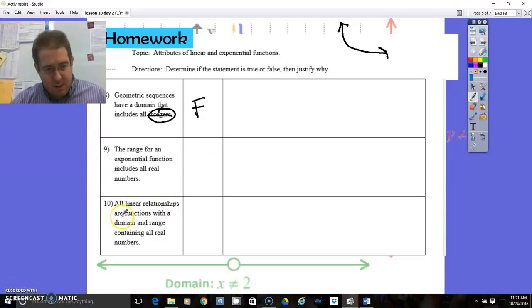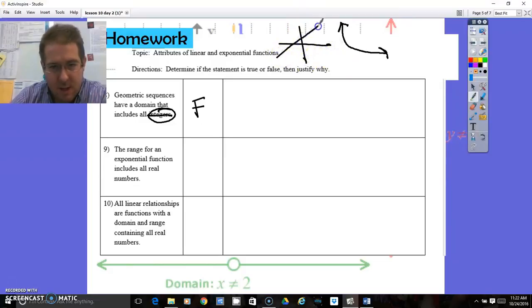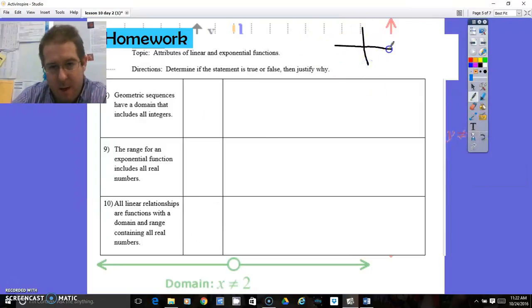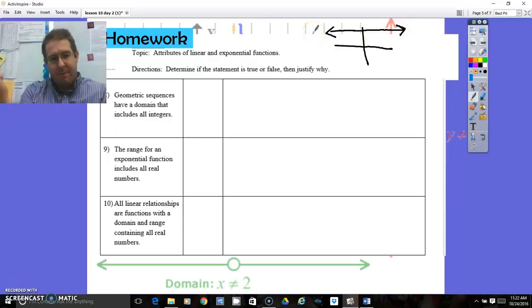10. All linear relationships are functions with a domain and range containing all real numbers. Okay, so all linear relationships. So this linear line would go left and right infinitely and up and down infinitely. So you're starting to think the answer is yes. Now, it's actually not true. This is another tricky one again because this line is a function because it passes the vertical line test. There's no place you can draw a vertical line and still hit the graph more than once. And it has a domain left and right infinitely, but its range is not up and down infinitely.